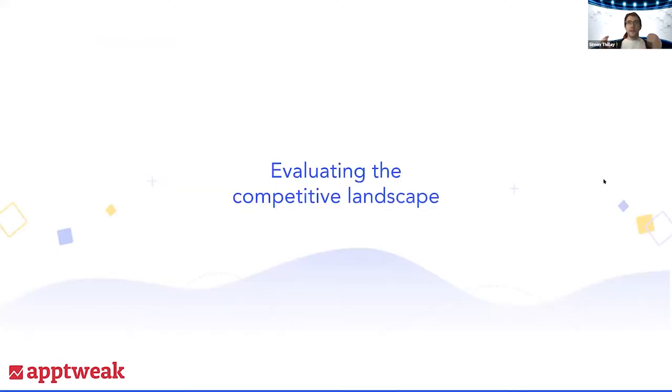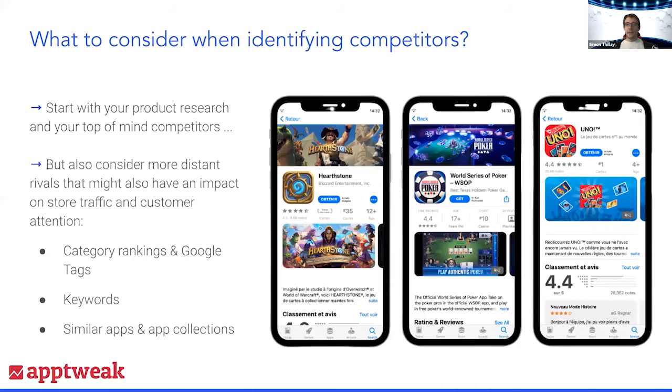Now, the first thing to do when starting a competition monitoring is ask yourself, who are your competitors? And so obviously you already know some of them, and you should start with those. You should start with the top of mind competitors. These competitors have very similar products, and put them very high on your list. But what you also need to consider is that you might be competing with more distant rivals that are going to be in the way of some of the goals you may have, even though they don't have the same kind of products.